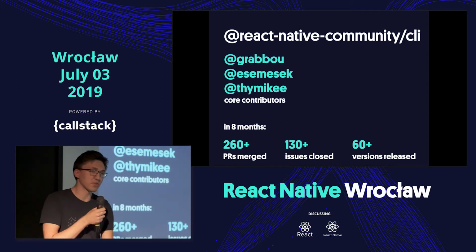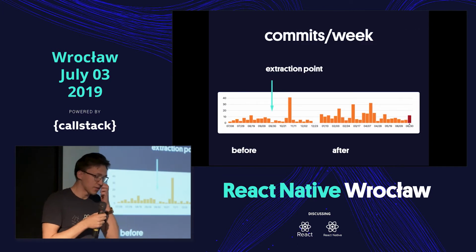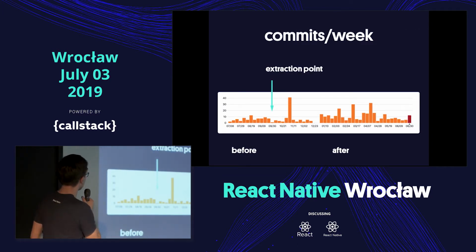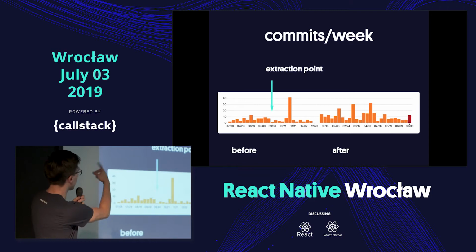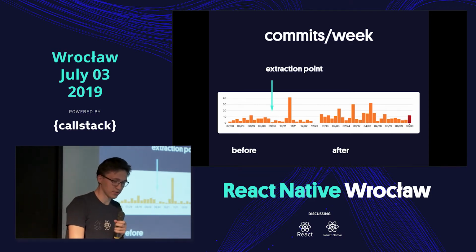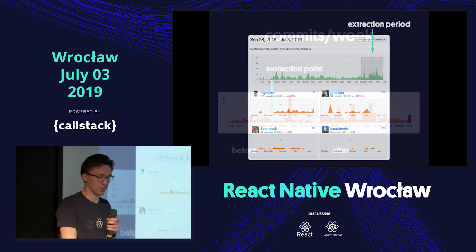So the raw numbers are pretty boring. So let's see how they perform compared to the before extraction period. So here it is. Here's this funny chart that says this is the extraction point with an arrow, and there is time before and after. And you can almost clearly see that there is an increase in the quantity of commits. It's commits per week. So yeah, there's definitely a lot more going on in the CLI code base.